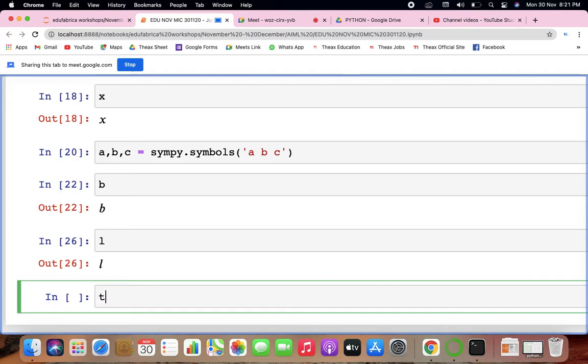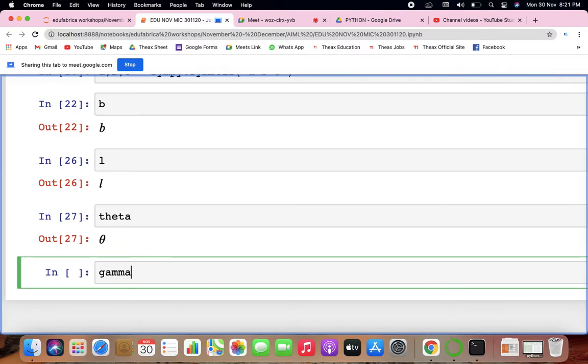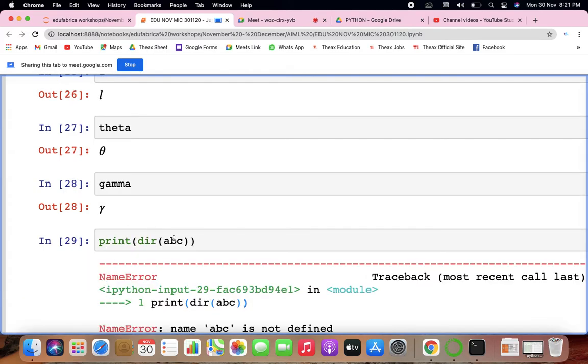Now if you say theta, so theta is this. Or you say gamma, you'll find the symbols. Now if I show you, I think it would work right now because there would be some problems at the time. So if I say this is of abc now, right?